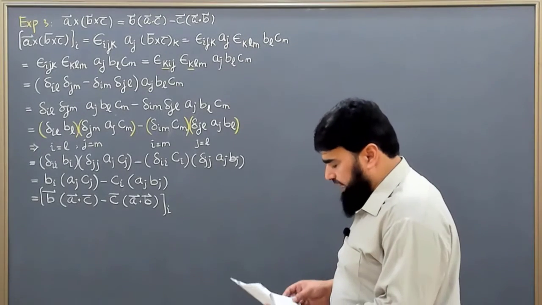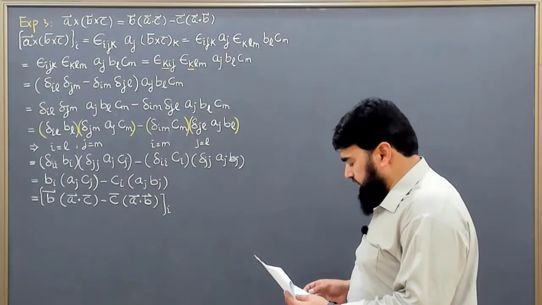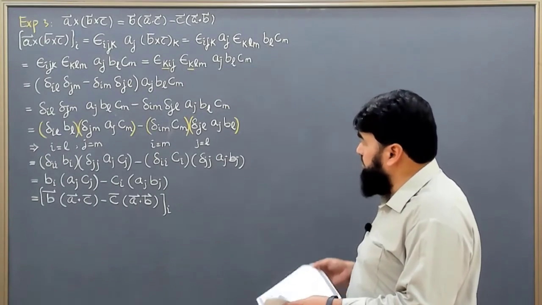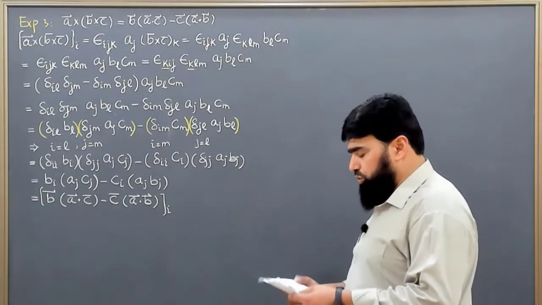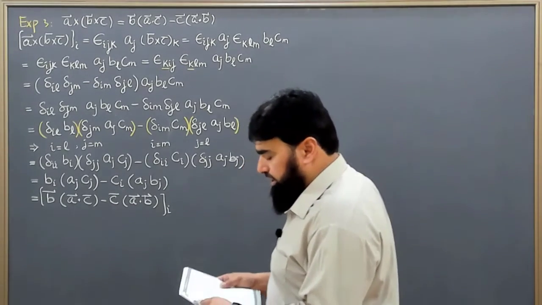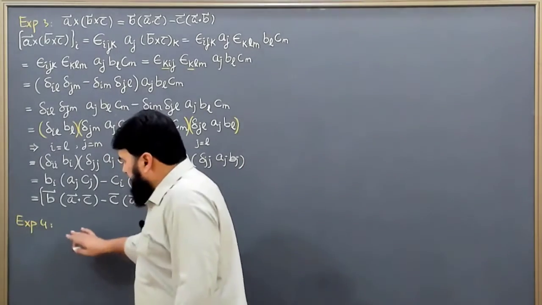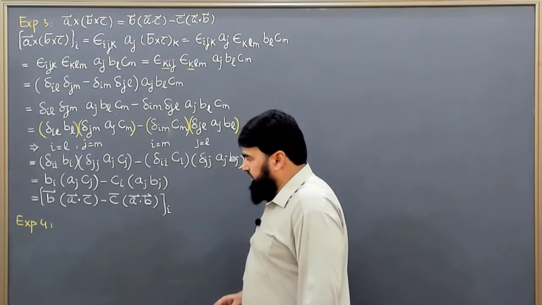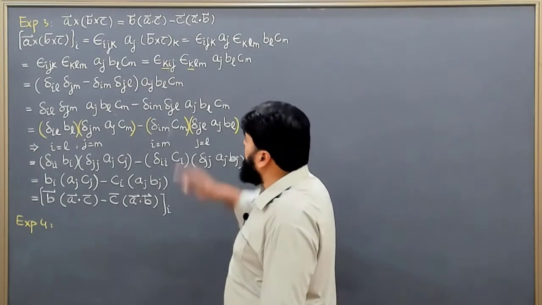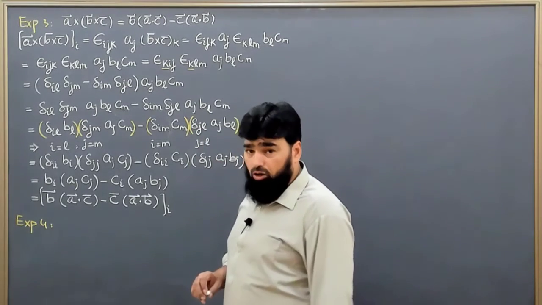And that's why I told you that this is a very powerful technique, and with the help of this we can calculate things very easily. Now let's do example 4, and example 4 involves four vectors in a cross product.